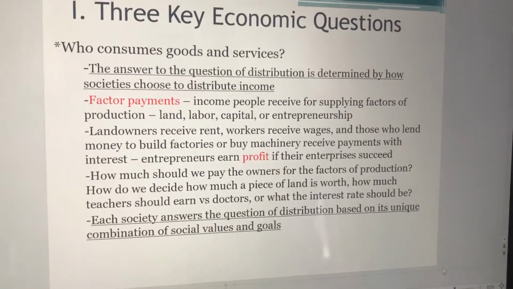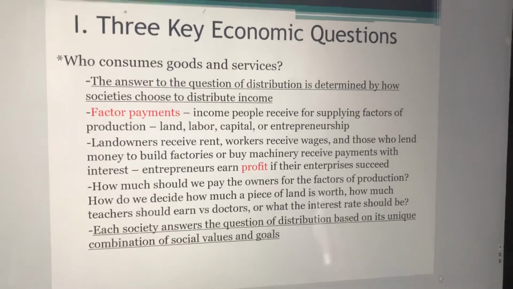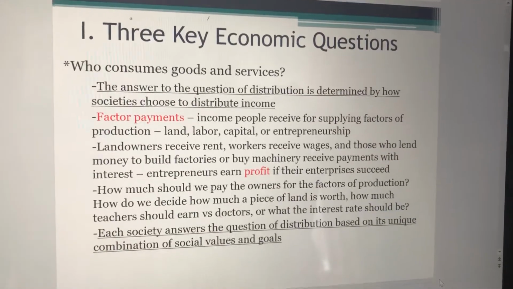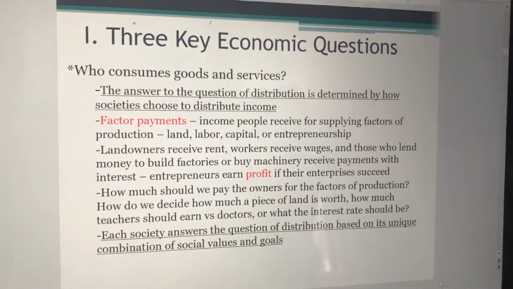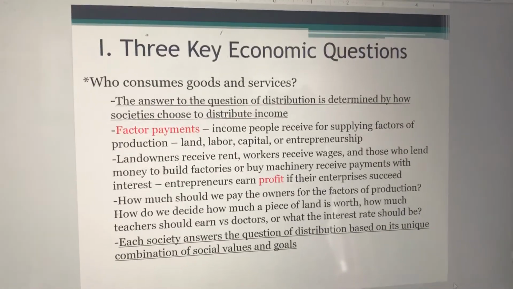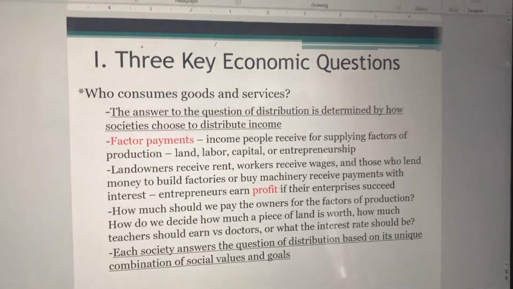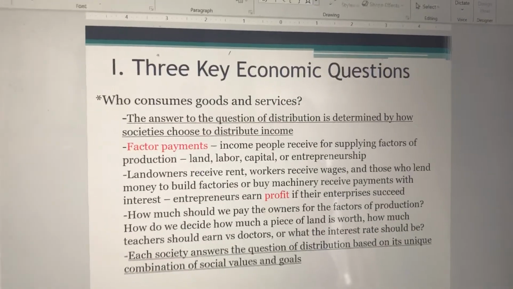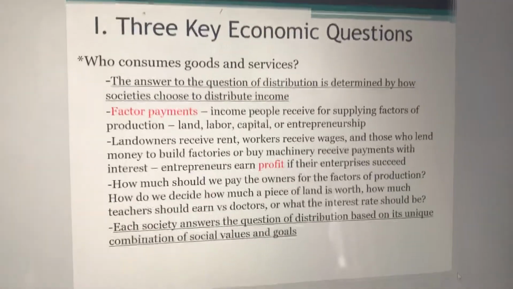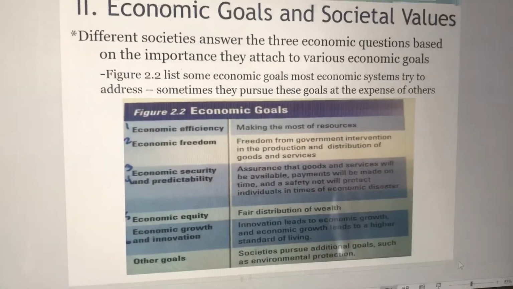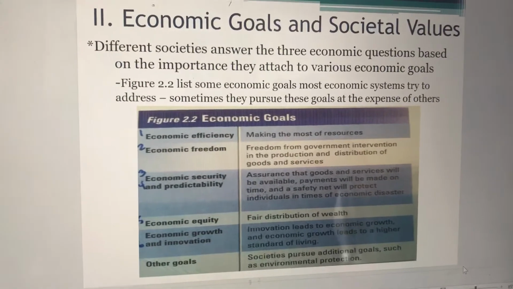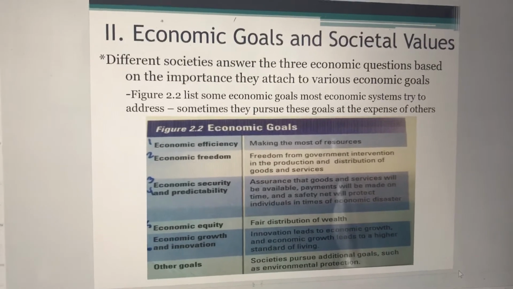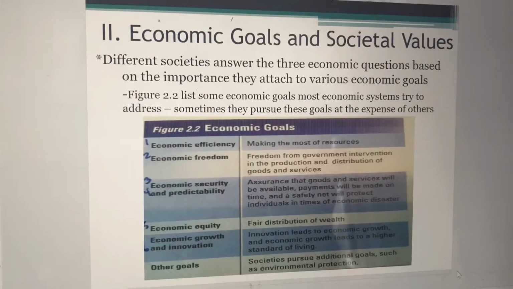If you think about the question of how much a piece of land is worth, why is the rent $5,000 for a small studio apartment in the West Village of Manhattan? Would you pay $5,000 for a studio in Kansas City? No, right? But if we have valued that to be $5,000 and people are willing to pay it, okay? So, this all goes into our societal values, and how we answer these questions.